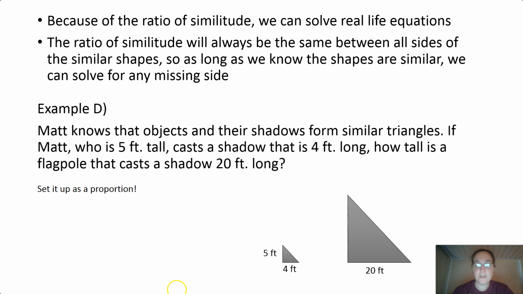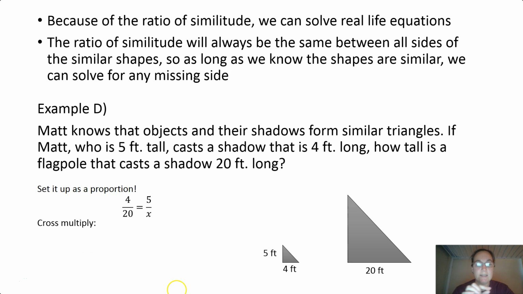So the first thing I'm going to do is I like to set up what we know. So we know that 4 feet over 20. We know that one first. And so we're going to do 4/20. We're going to do smaller over larger. And then we have 5 feet over the unknown value because it's his height to the flagpole's height. Okay? So from here we are going to cross multiply to solve this proportion.